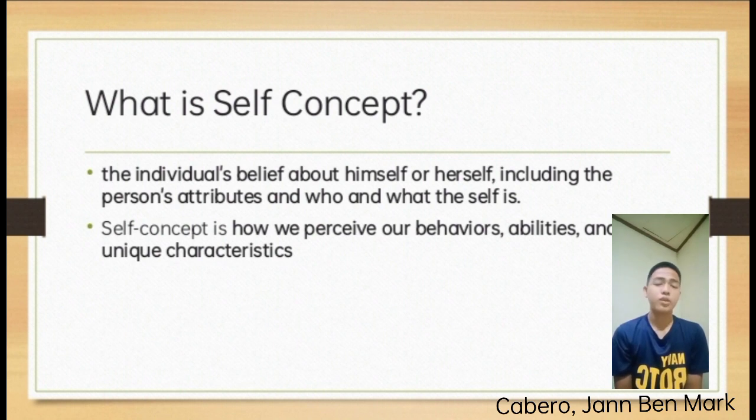When we say self-image, it is the personal view or mental picture that we have of ourselves. Second, ideal self. The ideal self is the part of a person's self-concept that consists of their desires, hopes, and wishes. Lastly, self-esteem. It is how we value and perceive ourselves.